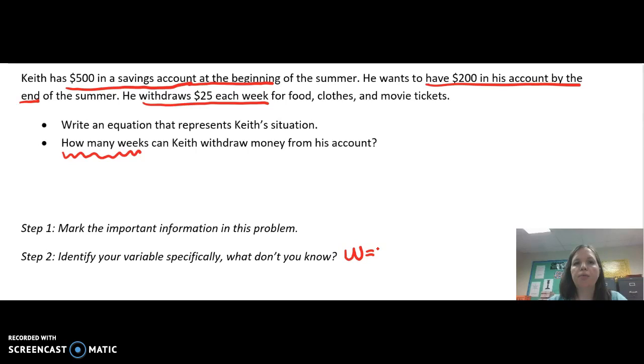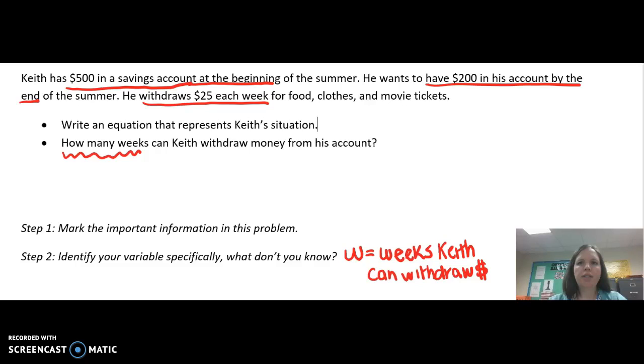You can use any variable you would like. You could stick with X every single time. But when I say be specific, meaning W isn't just like the amount of time, it's an actual, let's use the unit. So W is going to be weeks, and not just weeks, but it's going to be the weeks that Keith can withdraw. Keith can withdraw, and you could say from his bank account. I'm just going to say money there.